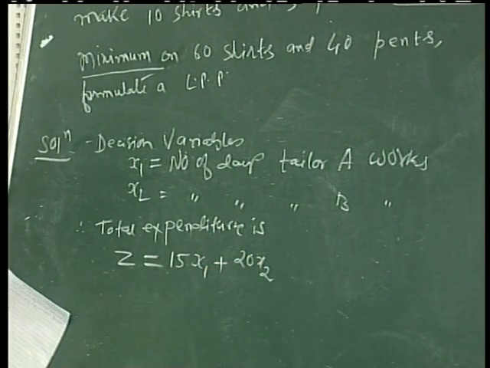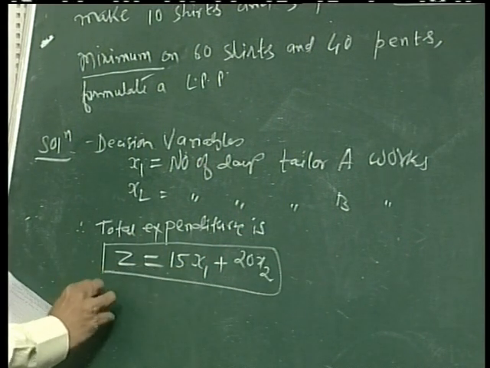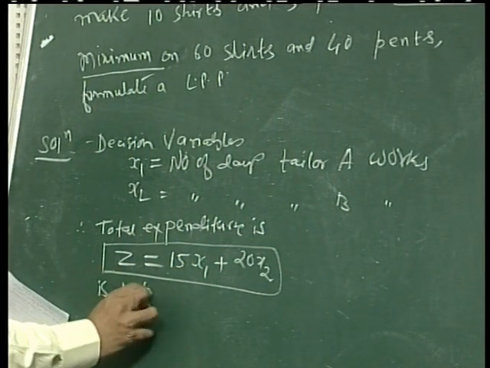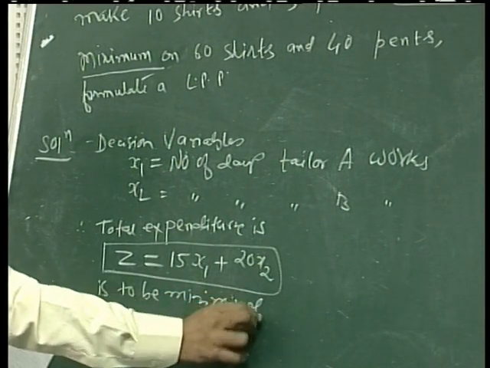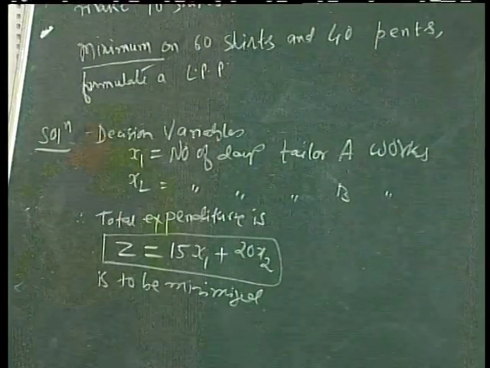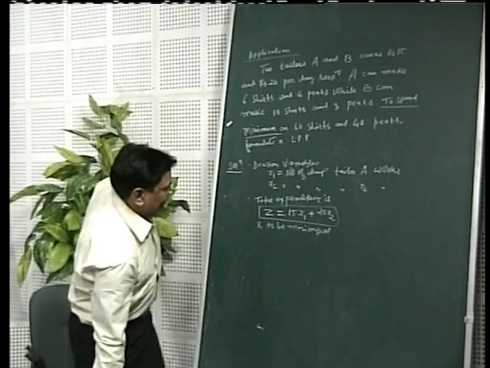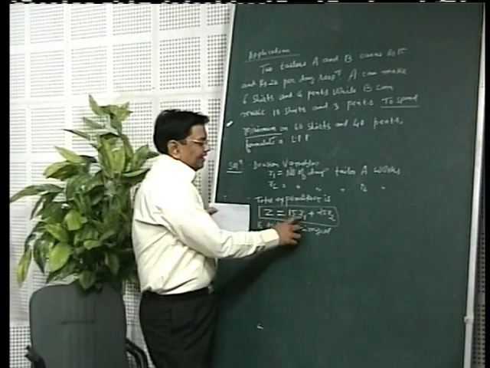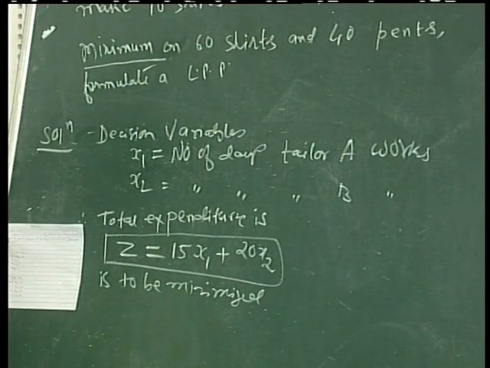So this is the total expenditure which is to be minimized. First, as I said, it requires a nice way of thinking. So we have got the objective function. This is your C1 x1 plus C2 x2. C1 is 15, C2 is 20.